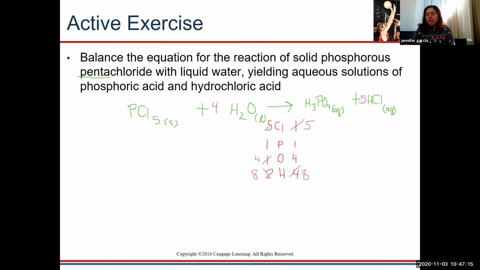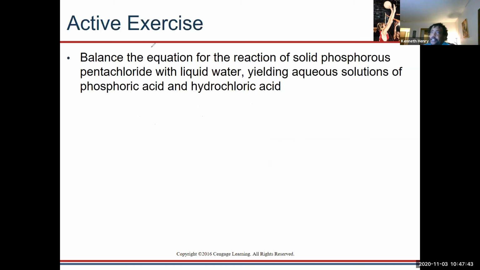Are they always going to be able to be balanced? Yes. They will always be able to be balanced, if the reaction actually exists. Sometimes it'll take you a little bit longer, but it works.